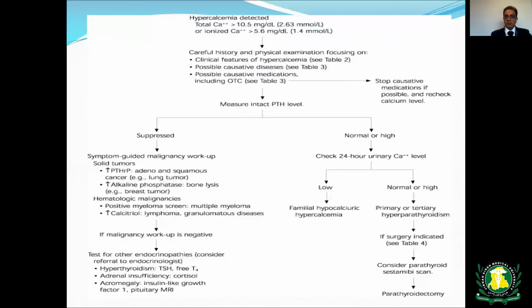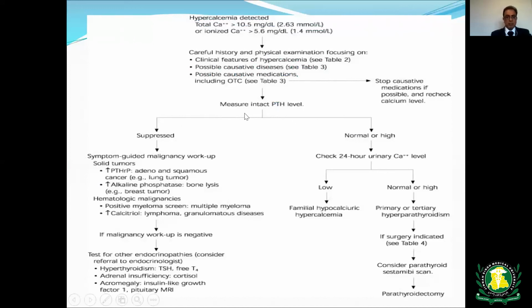If it turns out to be normal, then it's fine. You don't need to worry. But if it's still high, then go for the next step. The most important test is PTH. So again, if the PTH is suppressed, it means it is non-parathyroid related hypercalcemia. And if it is normal or high, it is PTH related.